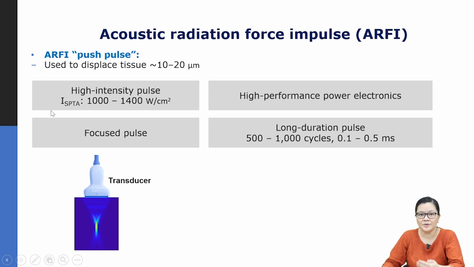What is needed to produce this ARFI is a really high intensity pulse, with an ISPTA typically on the order of 1,000 to 1,400 watts per centimeter squared. To produce this type of high intensity pulse, you also need a focused beam. So a focused pulse is needed to produce this force. In the bottom schematic, I show you the beam profile of a focused pulse being transmitted by a linear array transducer right here. You can see this is a color map scale in which yellow indicates higher intensity and blue indicates low intensity.